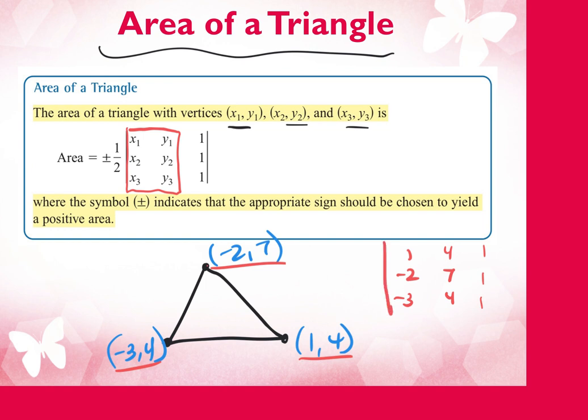And then I'm going to find the determinant of this. I'm going to multiply it by a half, and I'm going to make sure it's positive. So where the plus or minus is, if it's negative, I'm turning it to positive. If it's positive, I'm going to keep it positive. So again, putting coordinates in the first two columns, putting ones in the last one, and then finding the determinant of the 3 by 3.